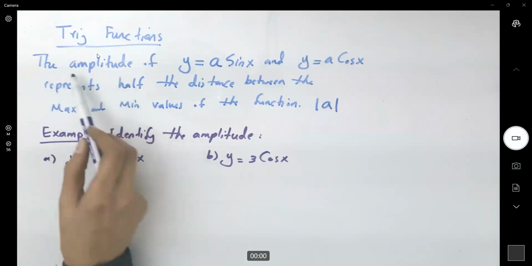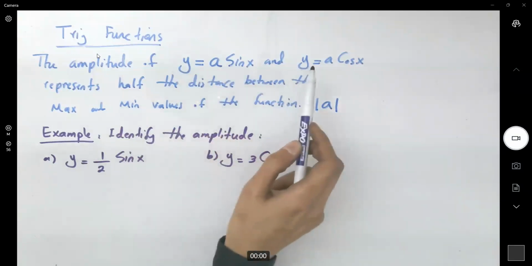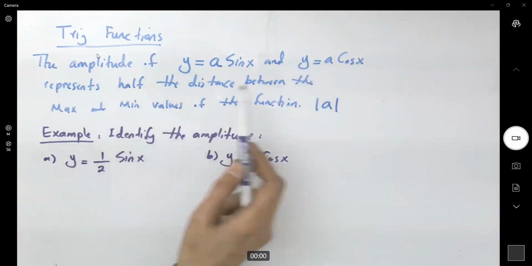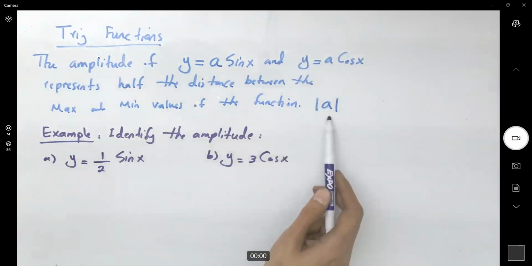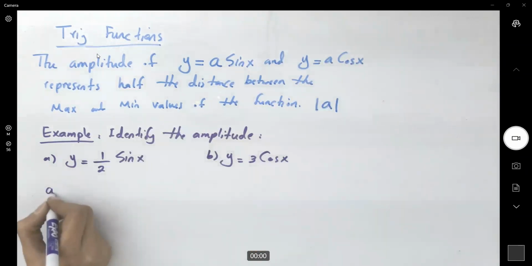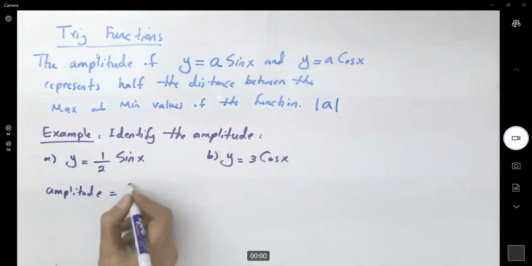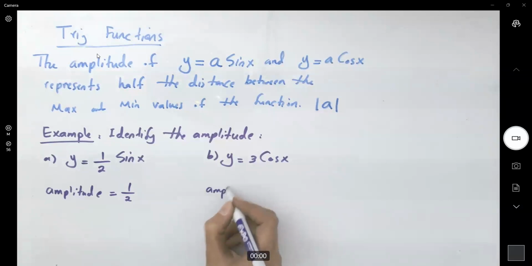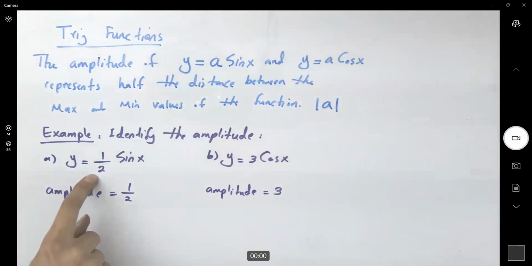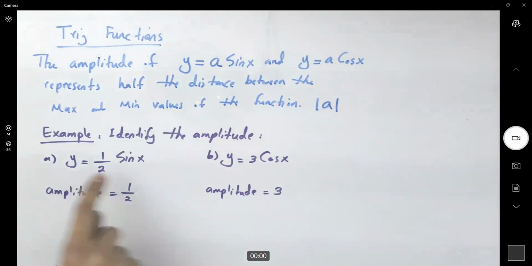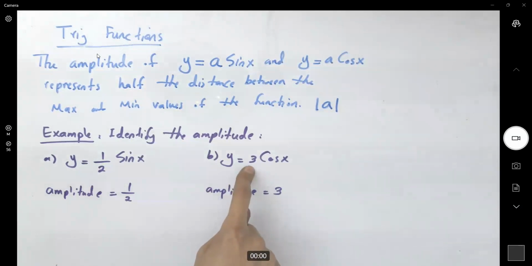So, following the definition, the amplitude of y equals a sine x and y equals a cosine x represents half the distance between the maximum and minimum values of the function, and it's denoted by the absolute value of a. If a is a positive number, you don't need any absolute value, so you write down the amplitude is a half, and for b, the amplitude is 3. Very good. Another observation is that the maximum value for a half sine x is a half, and the minimum value is negative a half. The maximum value for 3 cosine x is 3, and the minimum value for 3 cosine x is -3.